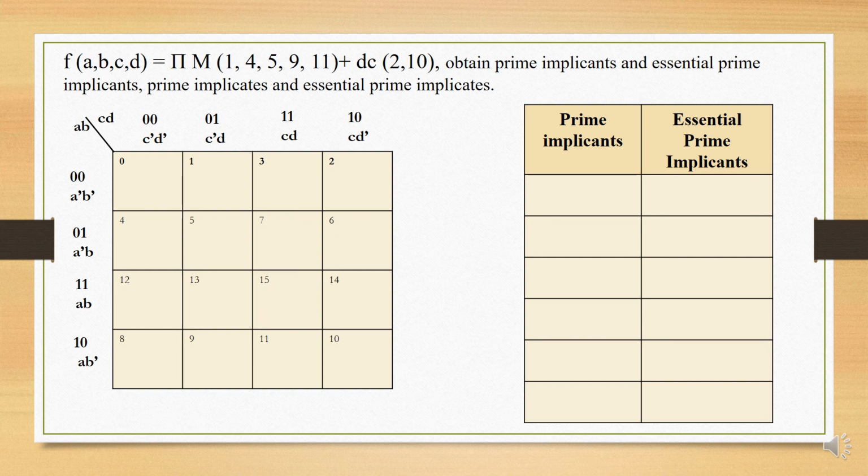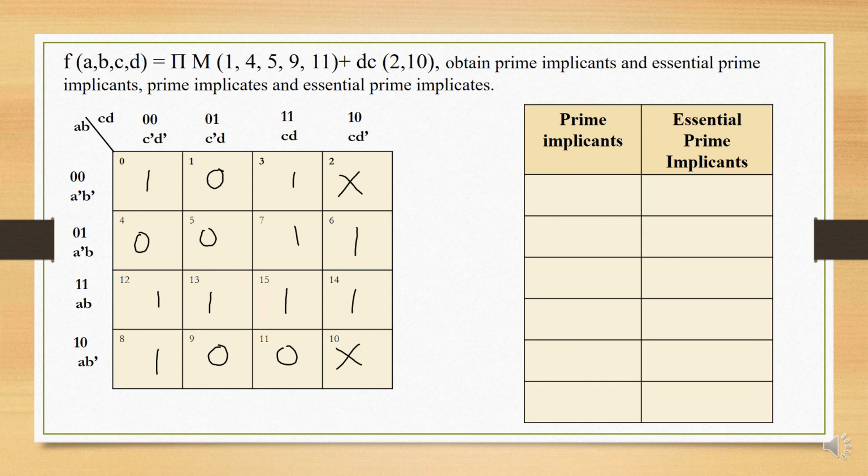Before we plot the K-map, we should observe that the given expression is in max term canonical form. So we need to place logic zeros for the given decimal numbers. Let's plot zeros in the K-map for cell number 1, cell number 4, cell number 5, cell number 9, cell number 11. And we also have don't care terms for cell numbers 2 and 10. So let's place logic 1s in the remaining cells.